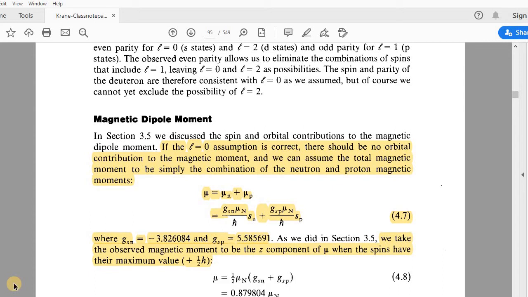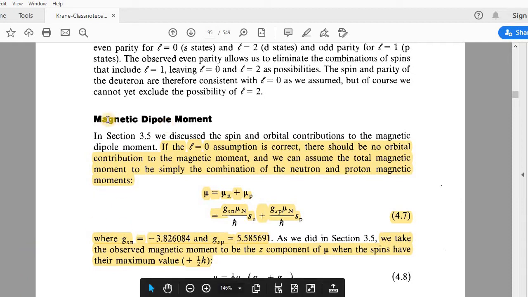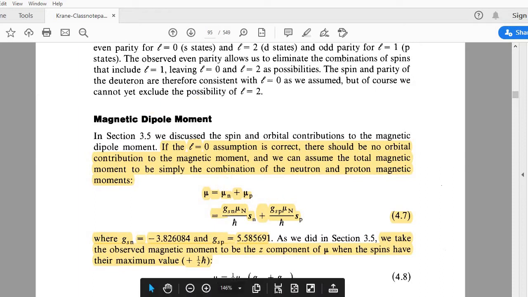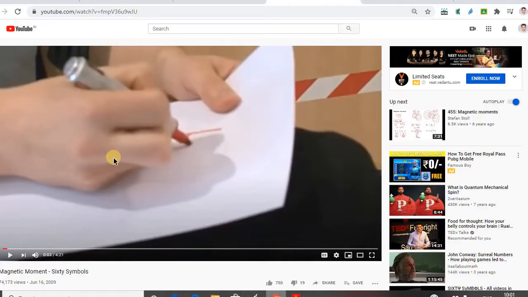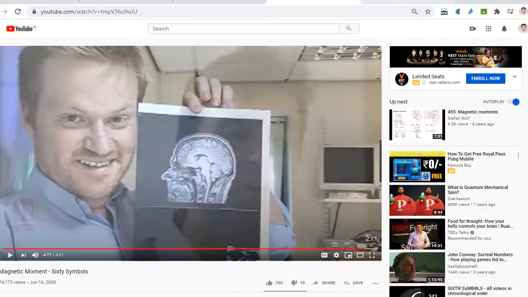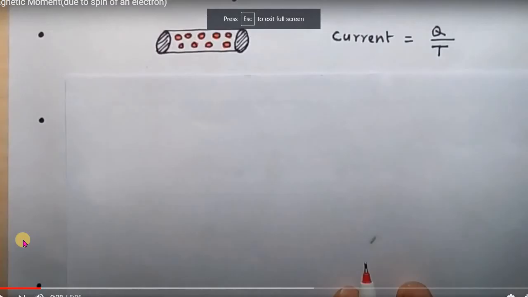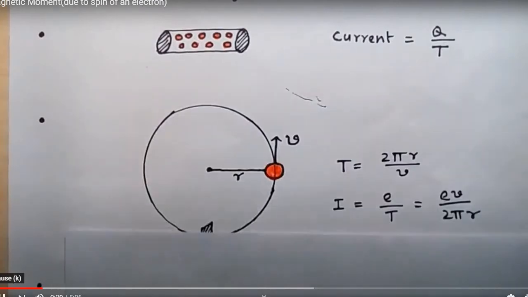Today we are going to learn something about nuclear magnetic dipole moment. Before that, I welcome you to watch some external videos. Please watch these videos on some basics of magnetic moment. You see this video also. Then learn how we get the equation.